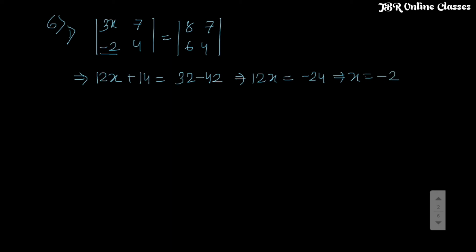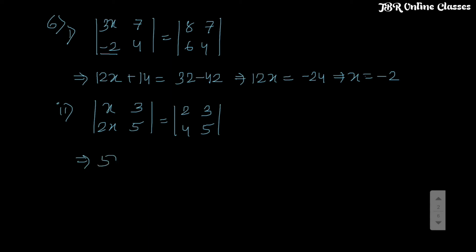It's very easy. Now the next one, sum number 6, part 2: x, 3, 2, x, 5, and that equals 2, 3, 4, 5. So again cross multiply: 5x minus 6x equals 10 minus 12. Okay, so minus x equals minus 2. So from that x equals 2 as your answer.